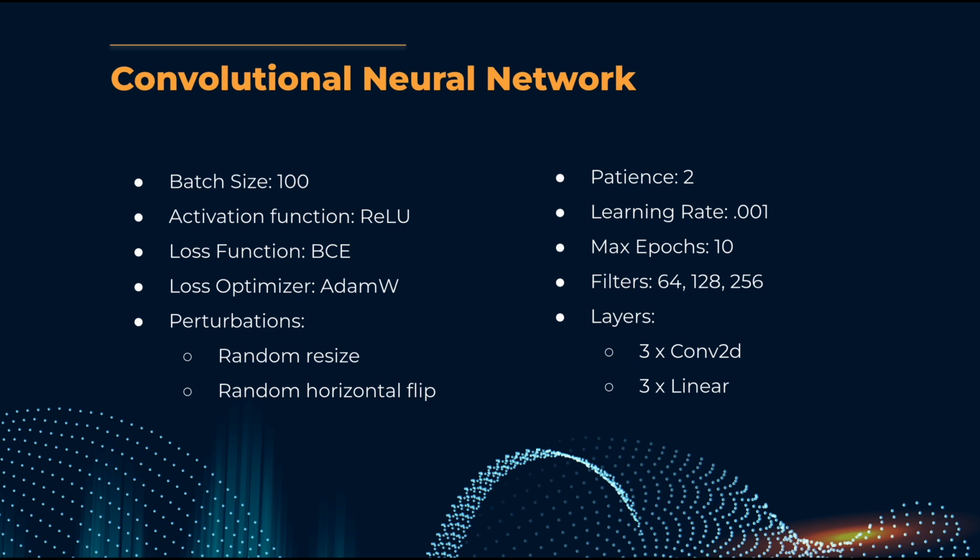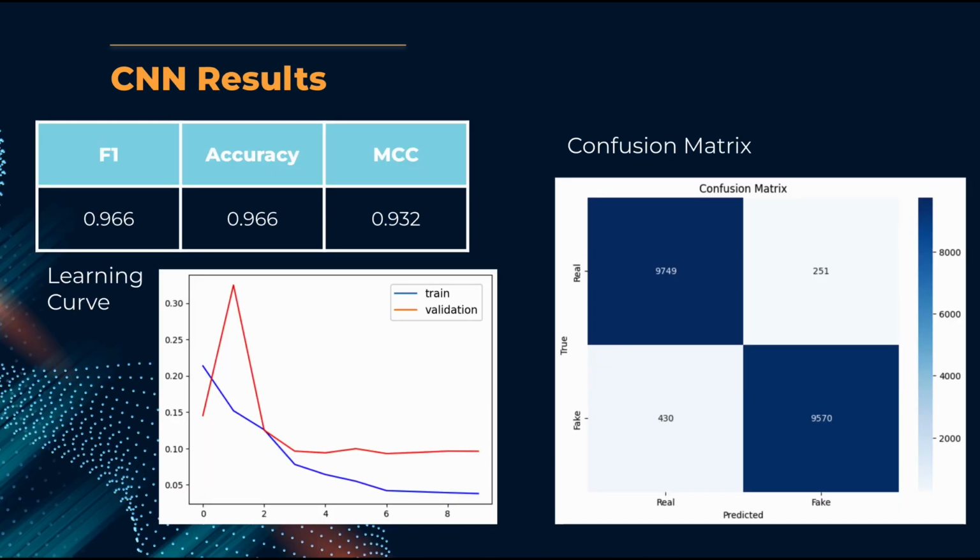We also introduced perturbations to the image data by randomly resizing and randomly flipping the images in the training and validation sets. Then, when training the model, we ran it on 10 epochs with a learning rate of 0.001 and stopping patience of 2. Now, Blake will explain the results of running our CNN model.